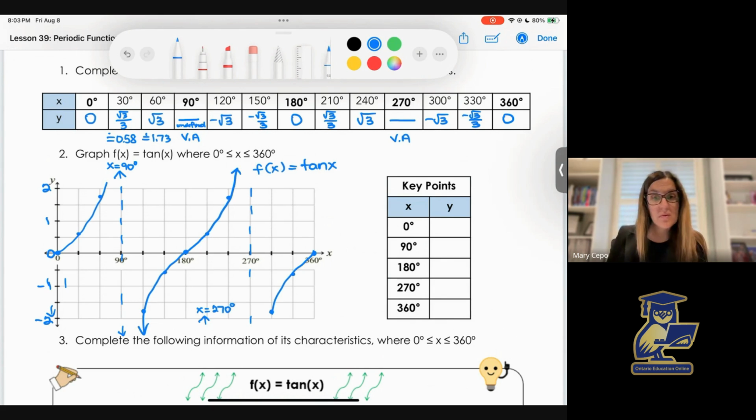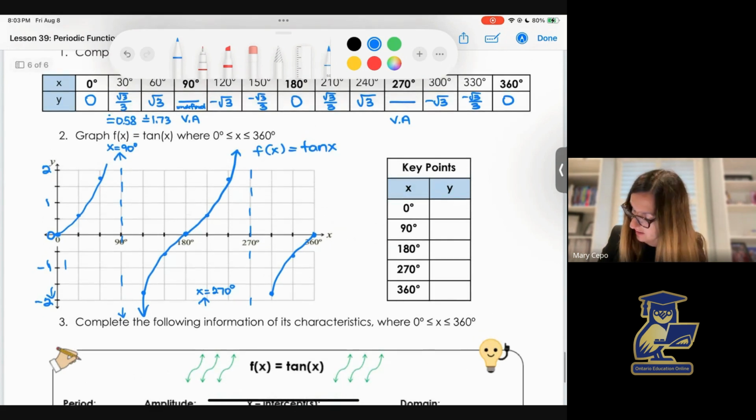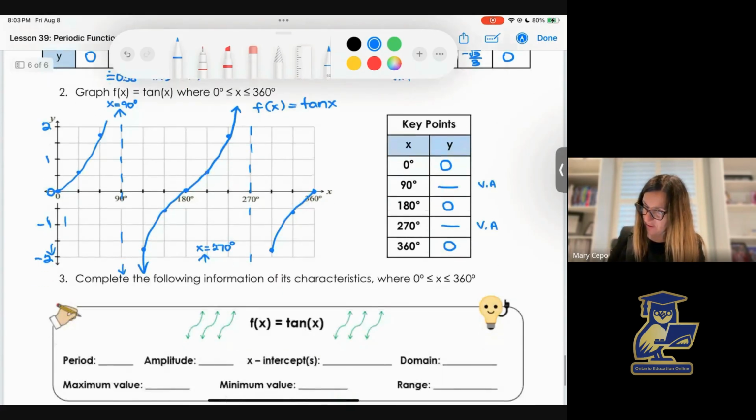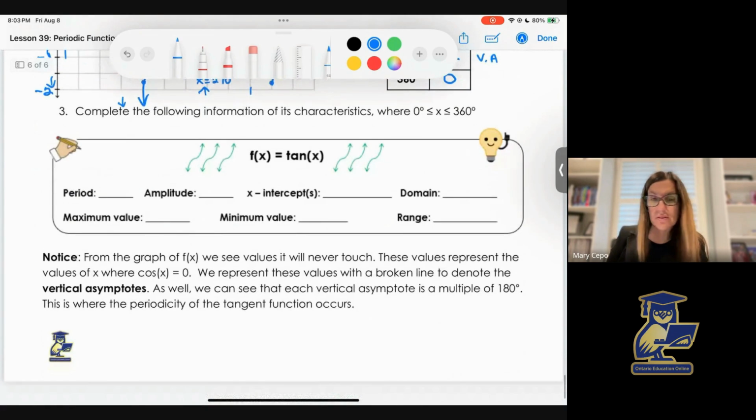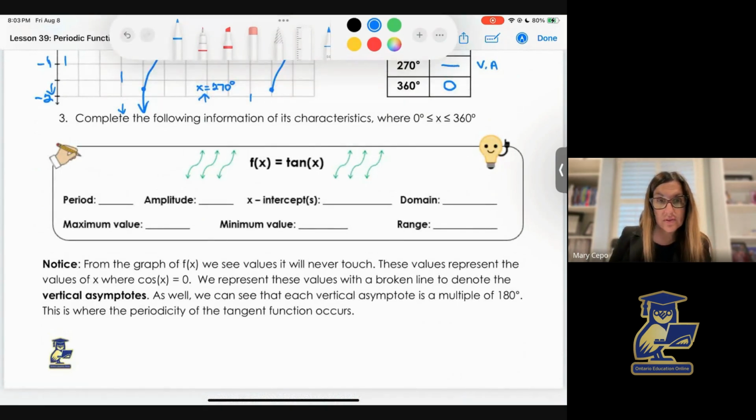Okay, so here are the key points, again using the same degrees. So at 0, we're at 0. At 90, we're undefined. 0, undefined, 0. So remember, where they're undefined, we have a vertical asymptote. Okay, so we're going to complete the following information on its characteristics, again where x is greater than or equal to 0, but less than or equal to 360.